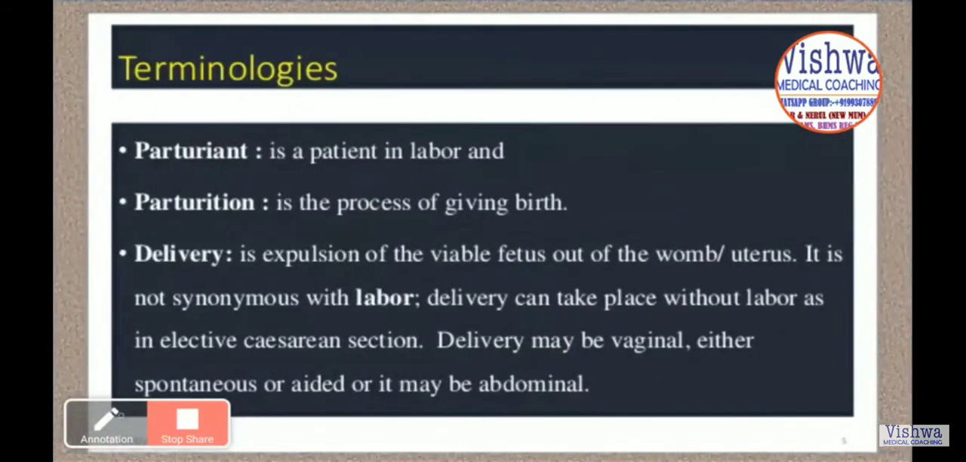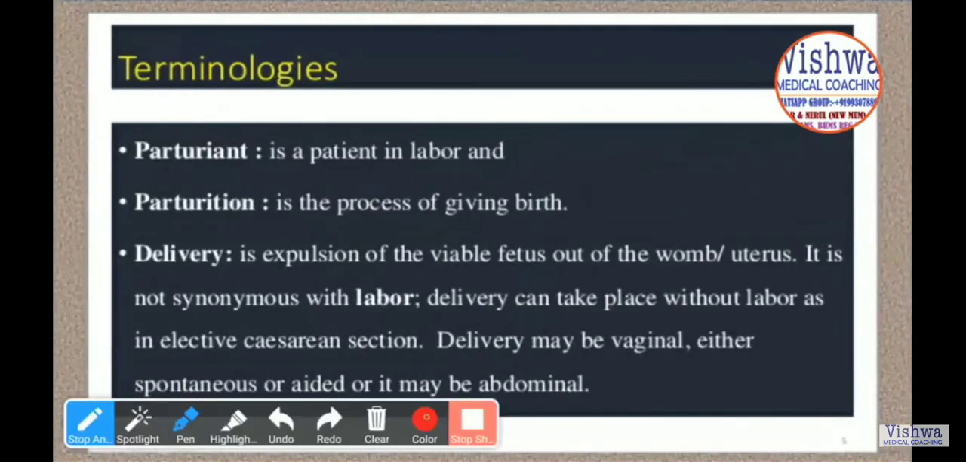We also have certain important terminologies and definitions. For example, a parturient is a patient in labor, and parturition is the mechanism of labor. So the parturient is the patient who is in labor, and parturition is the process of labor. Now, delivery is the expulsion of the viable fetus, and that is a normal labor. It is the expulsion of the viable fetus out of the mother's womb.